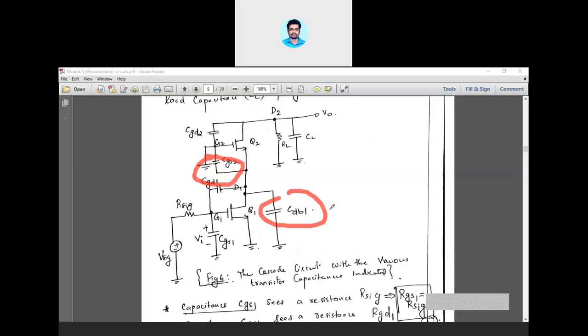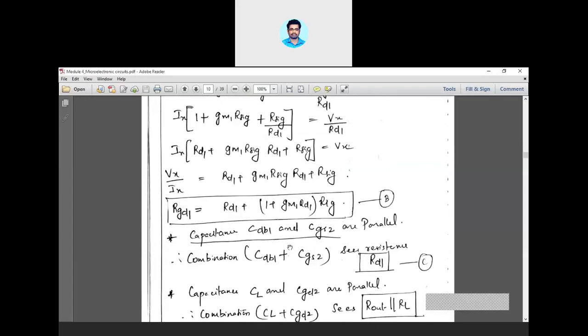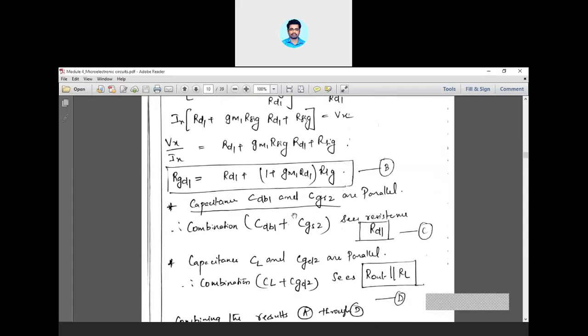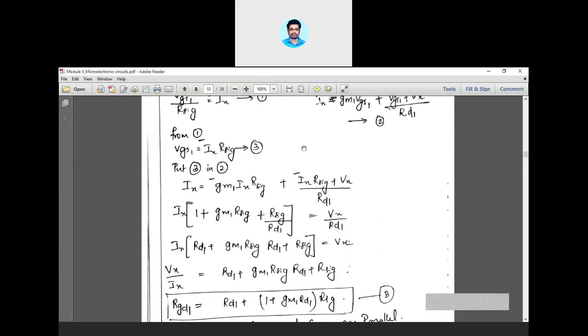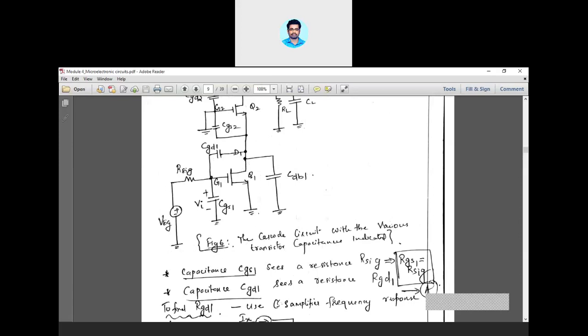Now when you look across these two capacitances, what can you find? You have to assume the total effect of CDB1 and CGS2 together. I told you the parallel effect is equivalent to the sum of the individual capacitances. And when you observe this, we can find the resistance as RD1. When you look into this capacitance, the only resistance that is available is RD1, which is the internal resistance of drain 1, isn't it?